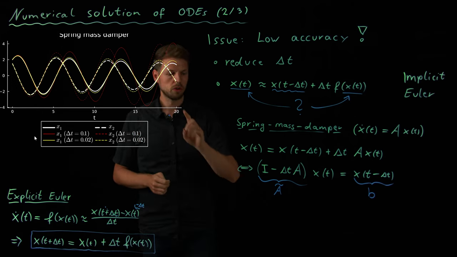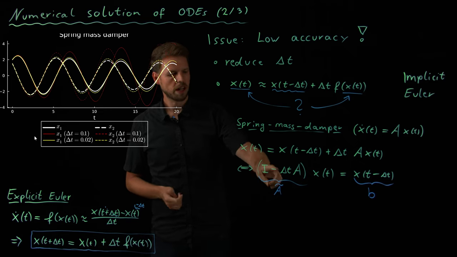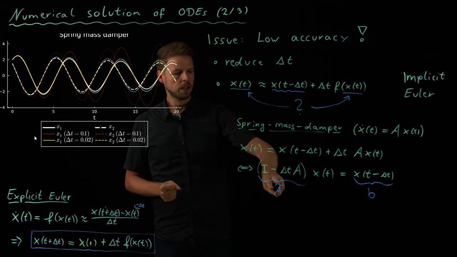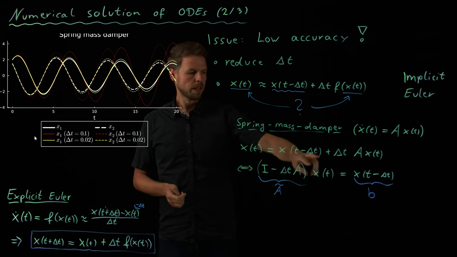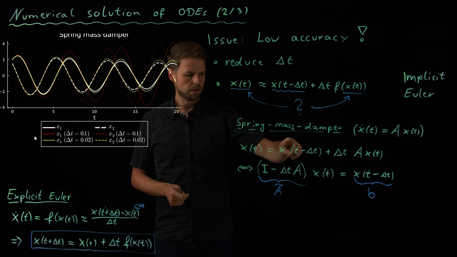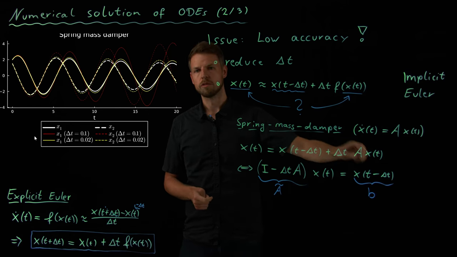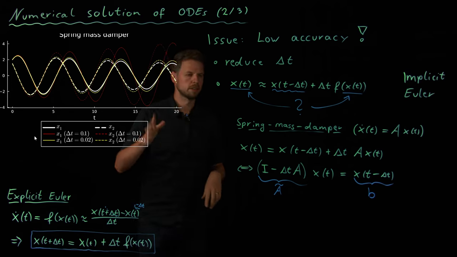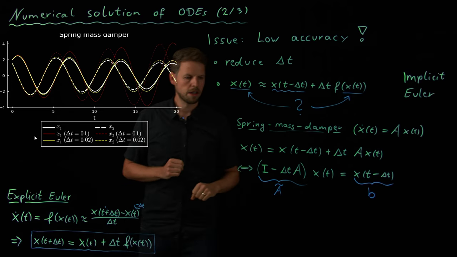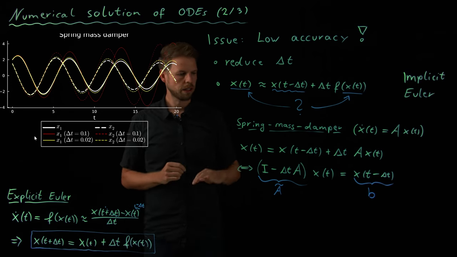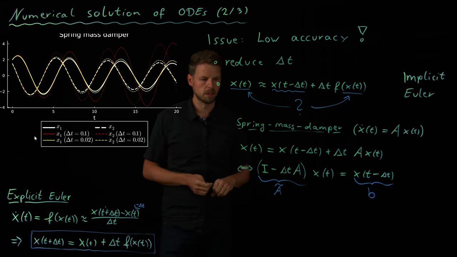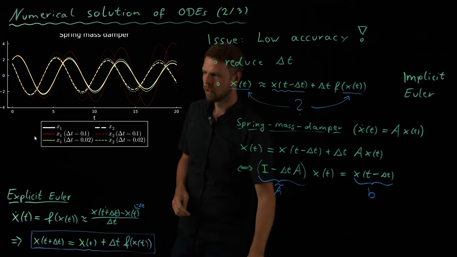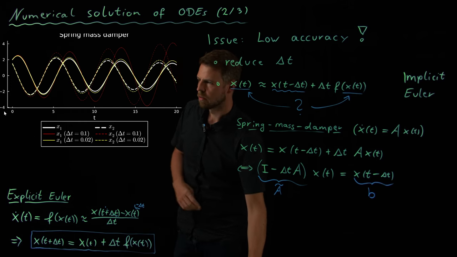One thing that you can also do, in order to not have to solve the system every time, is, if it is invertible, invert the matrix A tilde, and you get a closed form solution. x of t is A inverse times x of t minus delta t. But in numerical settings, matrix inversion can be very tricky. So, you know, the more stable solution would be to solve this linear system. All right, so now let's get back to the code.